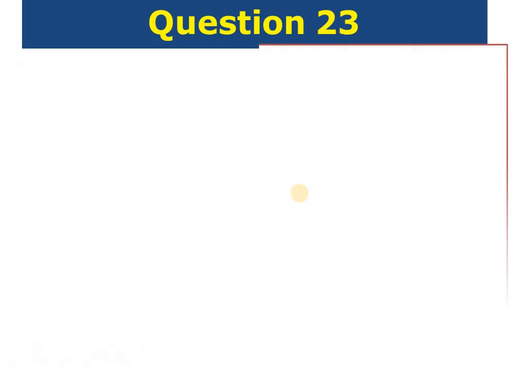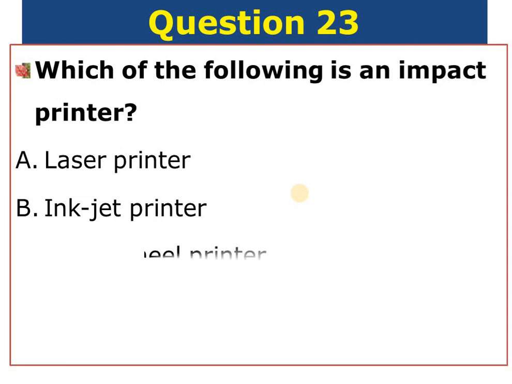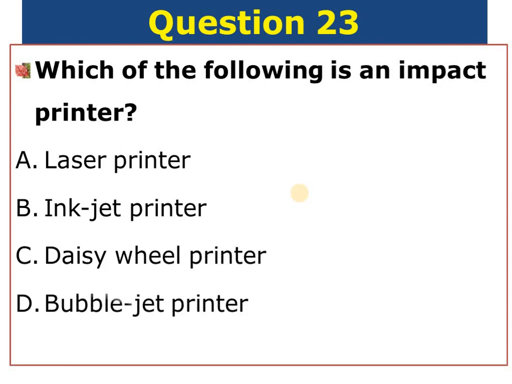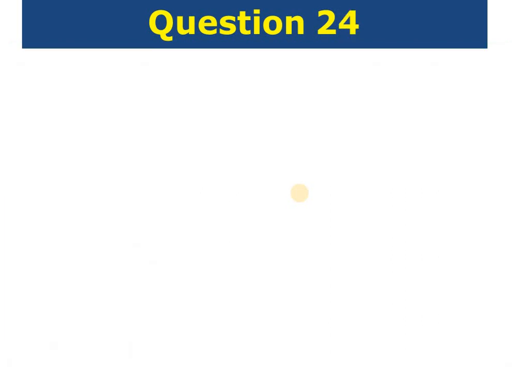Question number 23. Which of the following is an impact printer? A. Laser printer, B. Inkjet printer, C. Daisy wheel printer, D. Bevel jet printer. The answer is choice C. Daisy wheel printer is the answer.